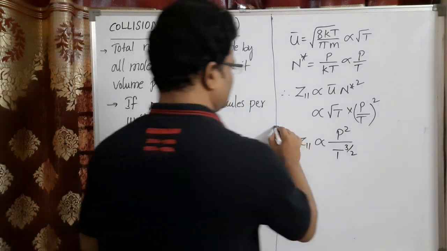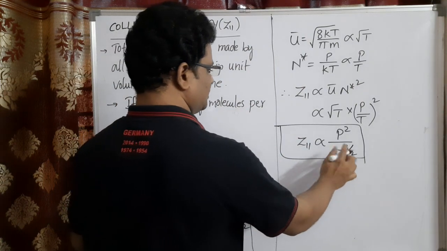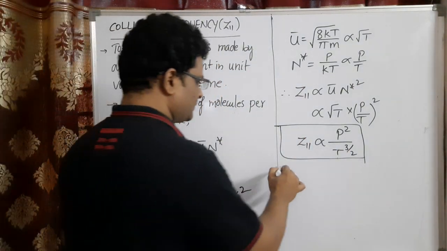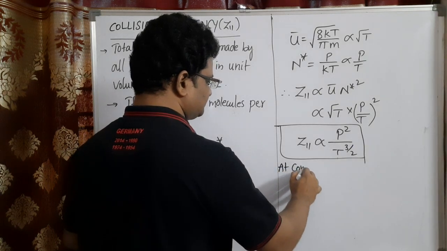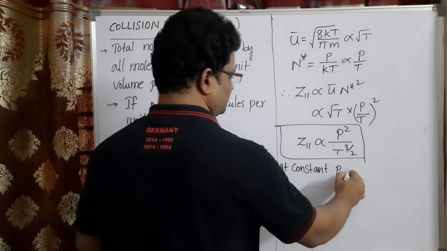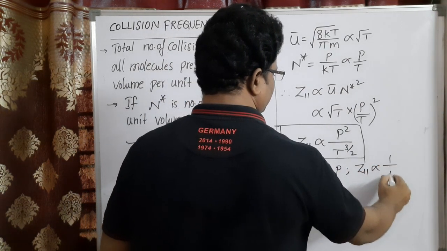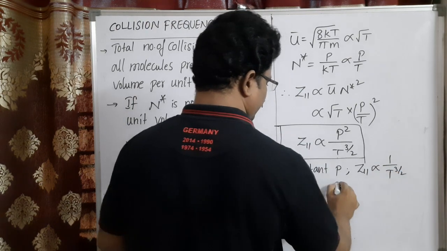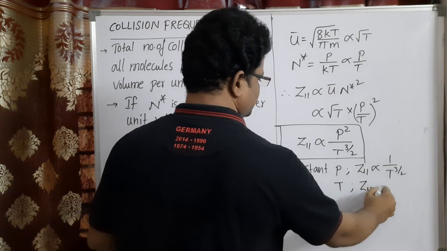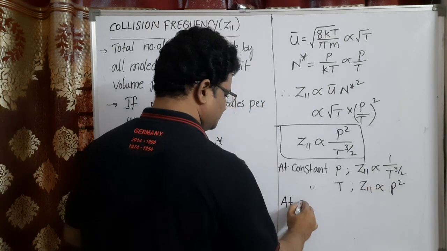That becomes T power 3 by 2. So this is how pressure and temperature affect collision frequency. Now consider the individual effect when the other is constant. At constant pressure, collision frequency is proportional to 1 by T power 3 by 2, and at constant temperature, collision frequency is proportional to p square.